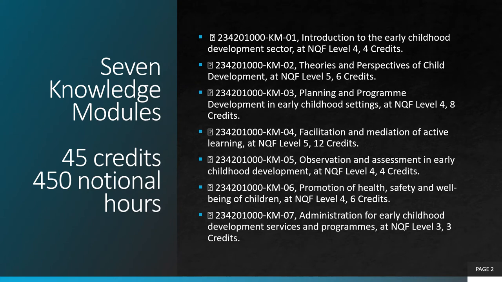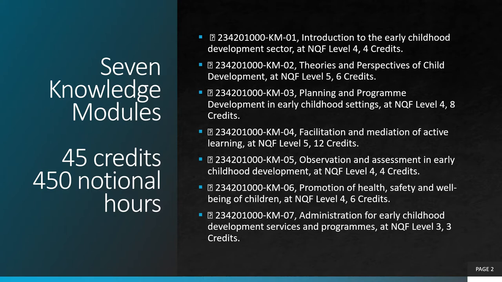So if we add up all the credits of these specific knowledge modules, you will see it comes to 45 credits, and there is a minimum time of 450 notional hours. So recap. The whole qualification is made up of 3 segments: knowledge, practical, as well as workplace. And not one of them is more or less important than the other. All are very important, and you cannot get your qualification if you skip any of these specific aspects.